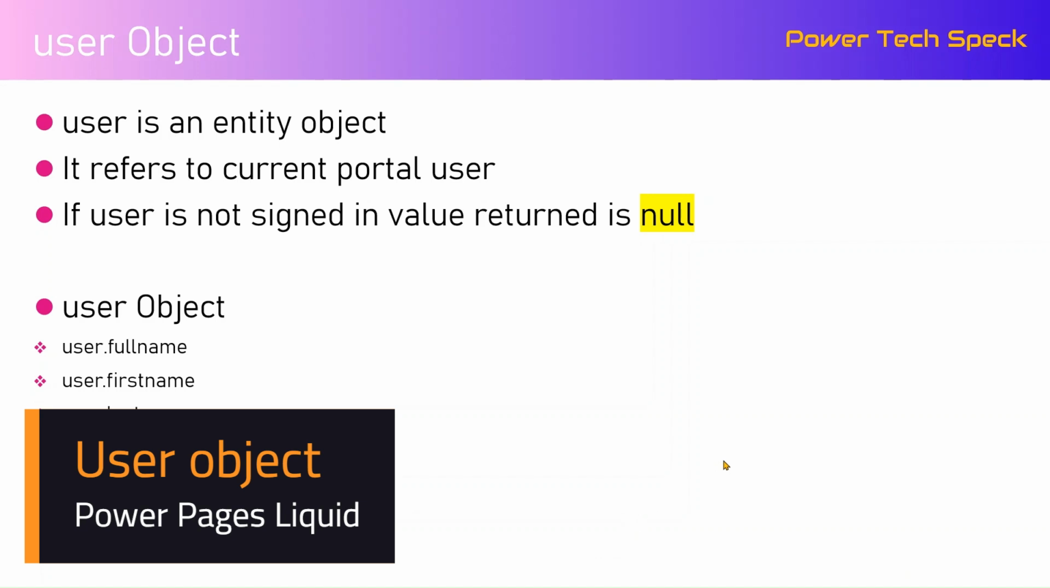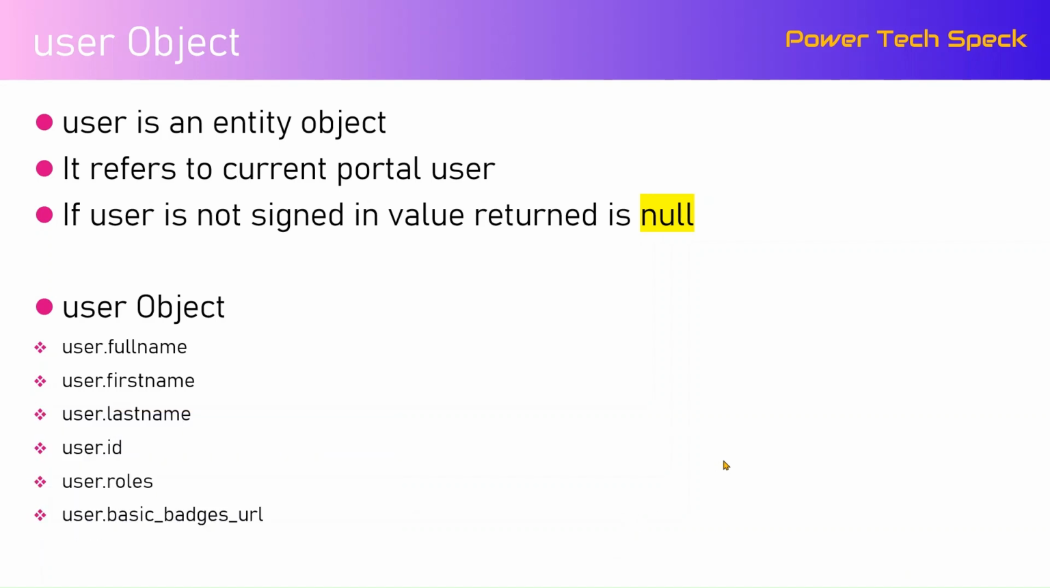In this video, I'm going to talk about the user object available within the liquid language. Now, the user object basically is an entity object. It refers to the current portal user. So the user who is logged in, it will give you some information about that user. Now, if the user is not signed in, the value returned is null.